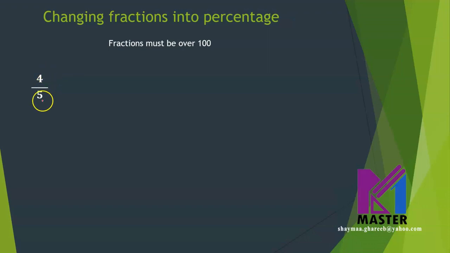Now let's try more fifths. 4 over 5. I will do exactly the same. The 5 to be 100, I will multiply by 20 up and down. And if you know the 1/5 again, that 1/5 equals 20%, then the 2/5 will be 40%, then the 3/5 will be 60%, and the 4/5 will be 80%. So now it will be 4 times 20 gives 80, and 5 times 20, 100, which is 80%.